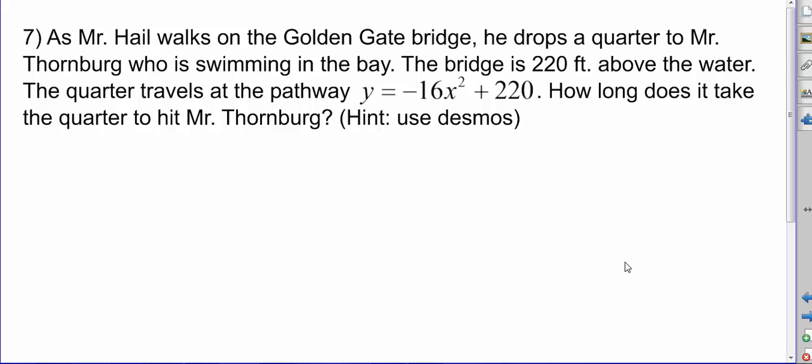Number 7. As Mr. Hale walks along the Golden Gate Bridge, he drops a quarter to Mr. Thornburg. He must need to make a phone call. Who is swimming in the bay? The bridge is 220 feet above the water. The quarter travels at the pathway y equals -16x squared plus 220. How long does it take the quarter to hit Mr. Thornburg? Here's a hint. Use Desmos.